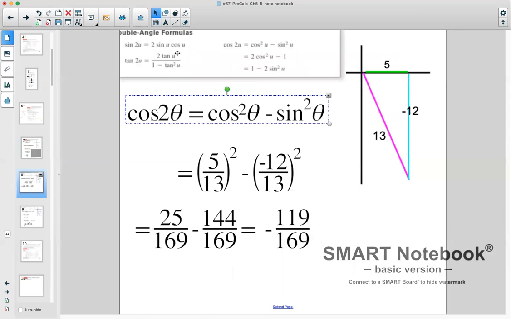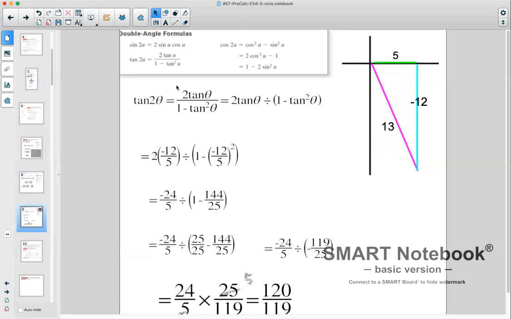Second one is cosine 2 theta. It's from this formula here. I wrote it down with theta instead of u. Cosine 2u equals cosine squared u minus sine squared u. We get the cosine value here, cosine 5 over 13, right? And put the square outside of the parenthesis, okay? Now sine theta is the same thing, negative 12 over 13 inside the parenthesis, with the square outside, and subtraction here. So this is the answer, negative 119 over 169.